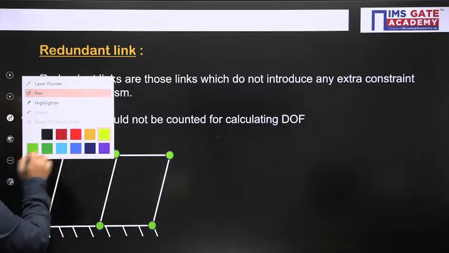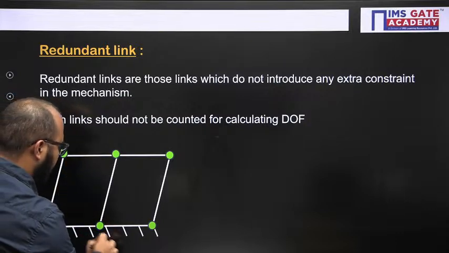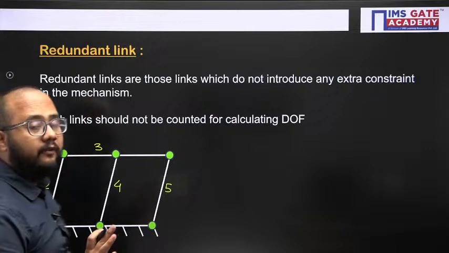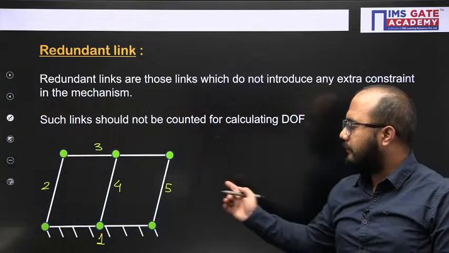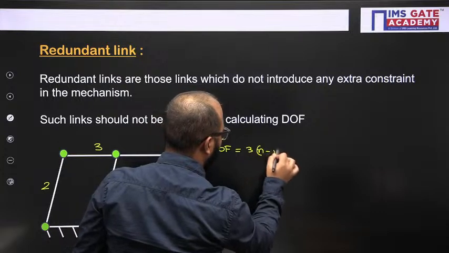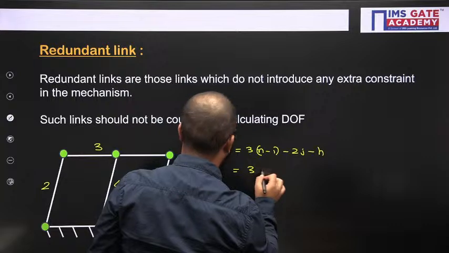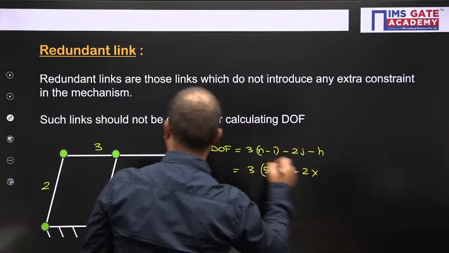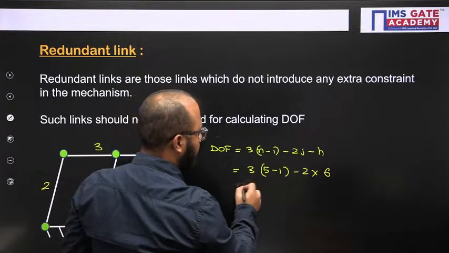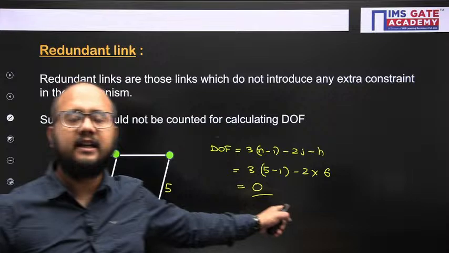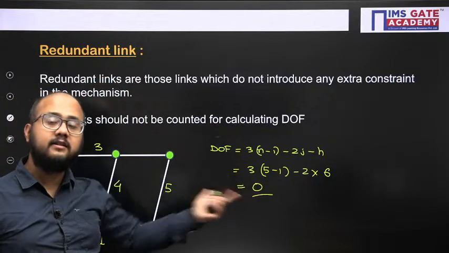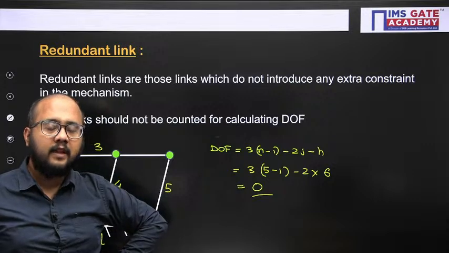There is a mechanism here. In this mechanism, let us consider this fixed link as one. This is the second link, this is the third link, this is the fourth link, and this is the fifth link. So, a total of five links are there. Now, apply the degree of freedom formula. Number of links is 5, minus 1. Number of binary joints: 1, 2, 3, 4, 5, 6. So, 3 into 4 is 12, 2 into 6 is also 12. So the answer is 0. The answer of degree of freedom for this particular mechanism that we are getting from the formula is 0, which is wrong in this particular case.